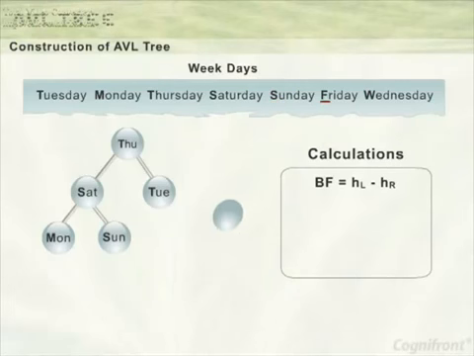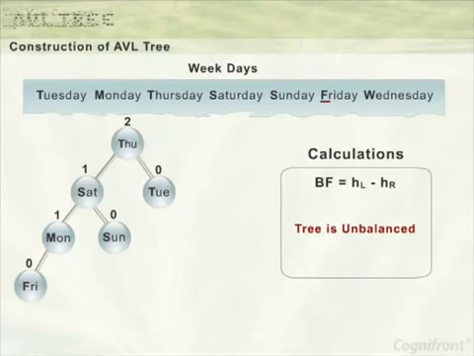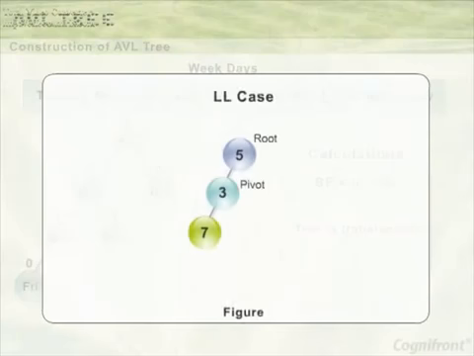Next is Friday, which is inserted to the left of Monday. Here we find that the balance factor of Thursday becomes 2, which unbalances the tree. Now, as Thursday is the only nearest ancestor of Friday, the rotation is to be performed around Thursday. Here, Friday is inserted to the left subtree of Thursday. So, the rotation will be LL.